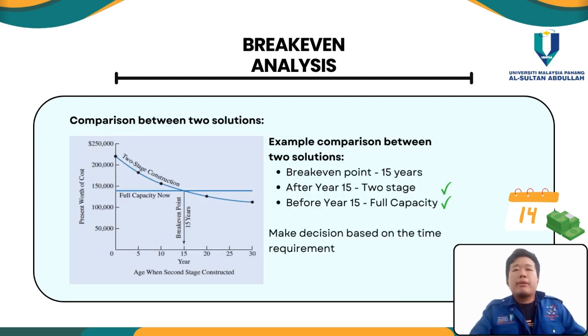By calculating the present worth of cost for both alternatives and plotting it into a graph, it is obtained that the break-even point where both solutions have the same present worth is at 15 years. We can then make the decision based on the time requirement. If we need a project before 15 years, one stage will be preferred, while if we need it after 15 years, two-stage construction will be preferred.